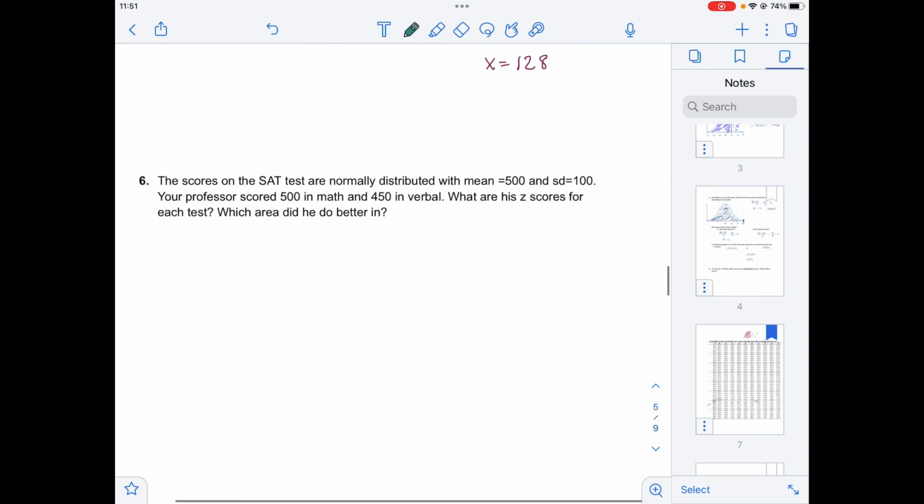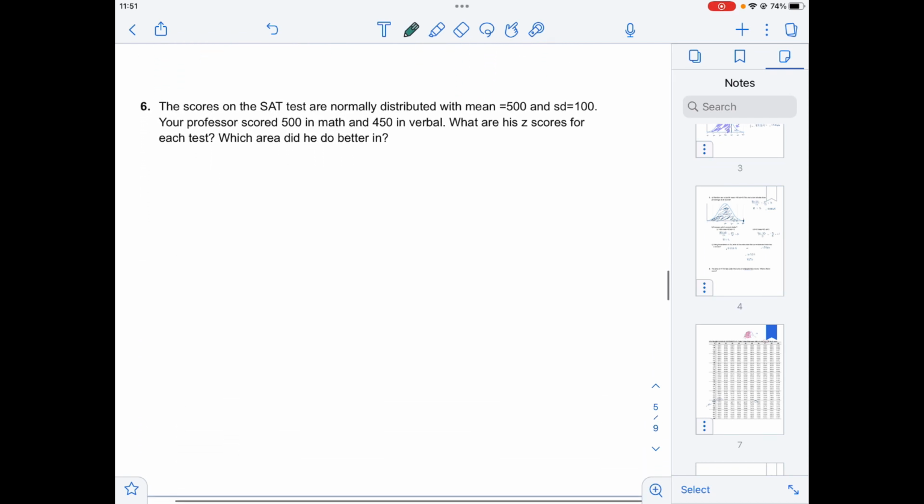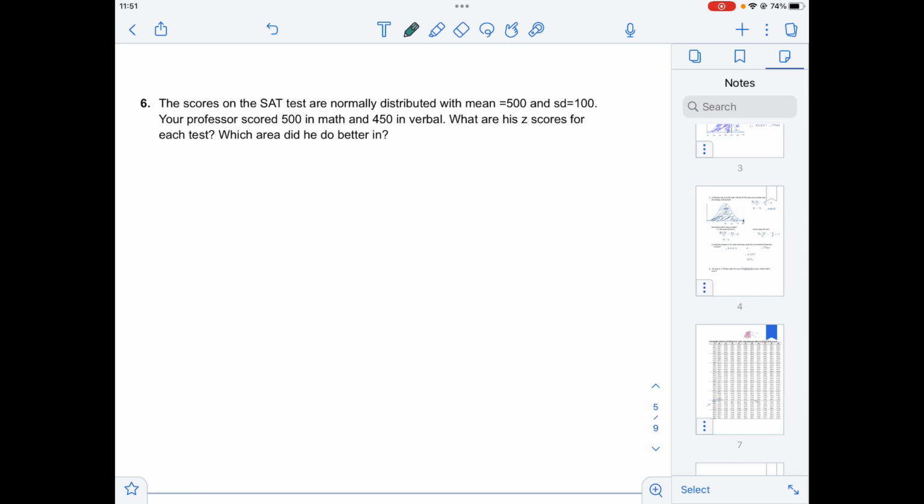All right, number 6. Scores on the SAT test are normally distributed with a mean of 500 and a standard deviation of 100, and your professor scored 500 in math and 450 in verbal. So we want to know what his Z-scores are. For math, we got 500 for his score, and for verbal we have 450. So we want to use the standard deviation and the mean: the mean for SAT is 500, standard deviation 100.